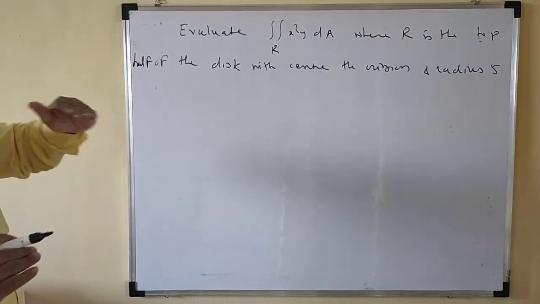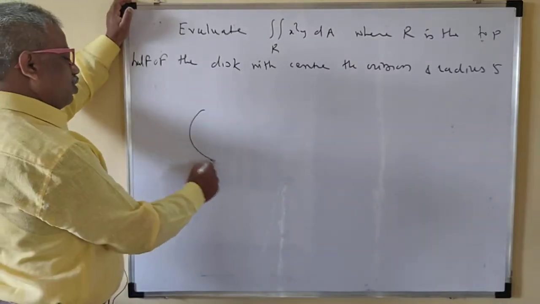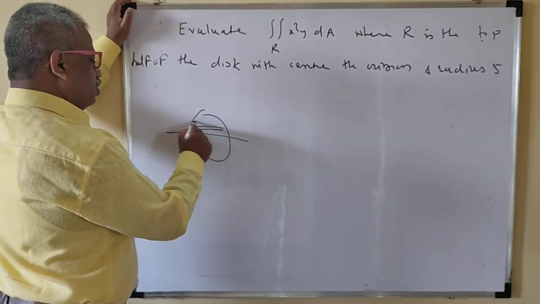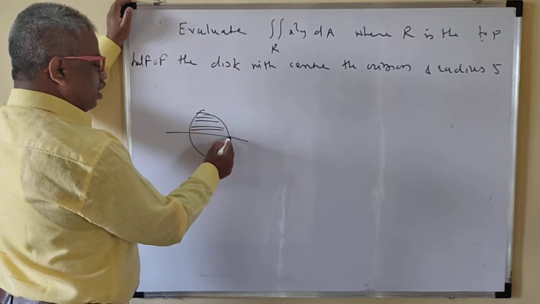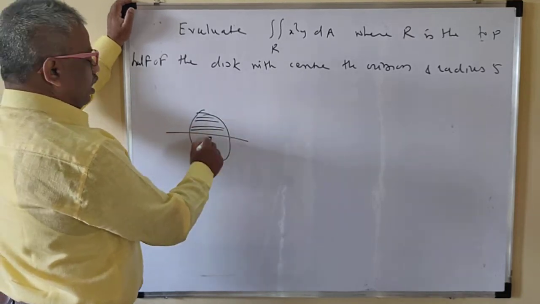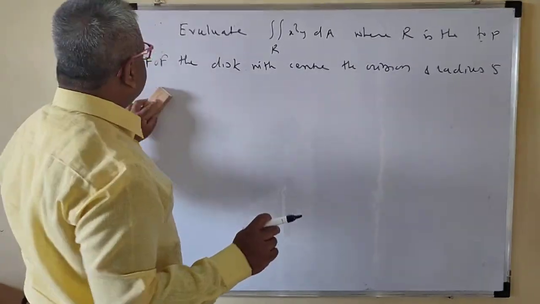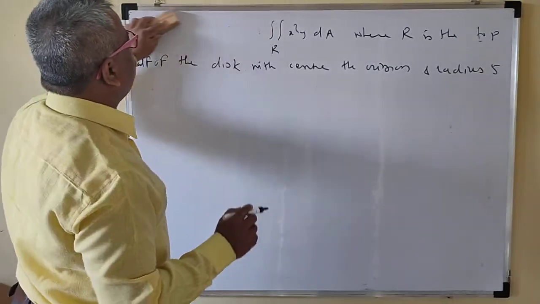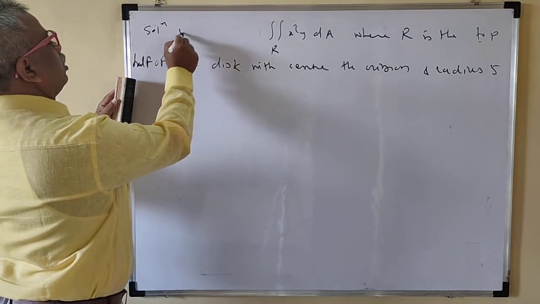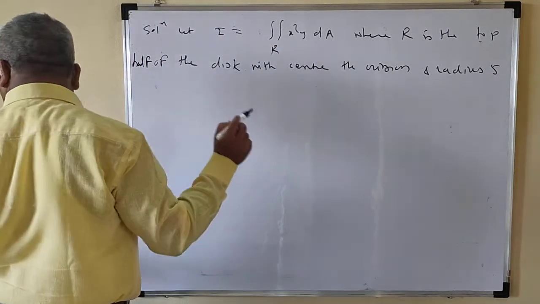So upper half means we have to consider only half of this, right? So this is the upper half of your disk. That means here your theta is from 0 to pi, and your radius is from 0 to 5. Okay, solution. Let I be equal to this.